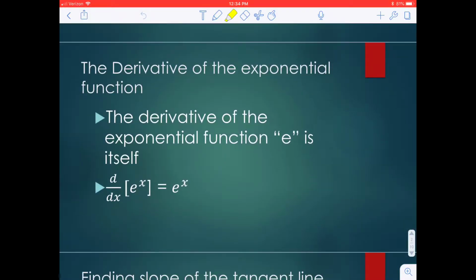So the derivative of the exponential function e is actually itself. So if you have e to the x power and you want to find its derivative, it is actually going to be e to the x.